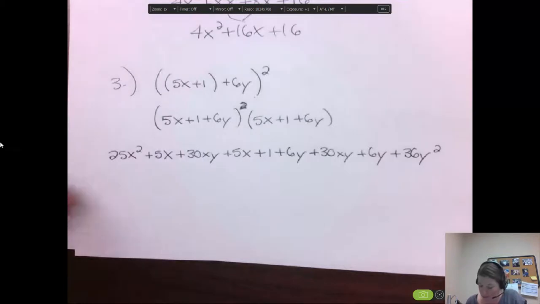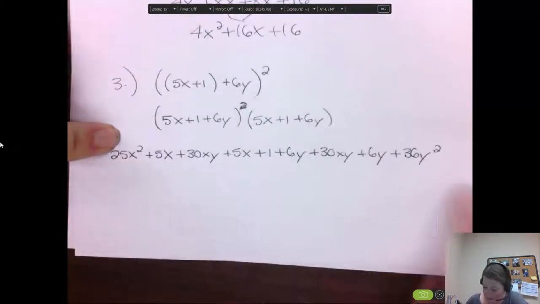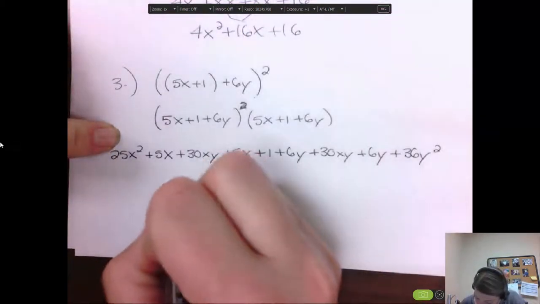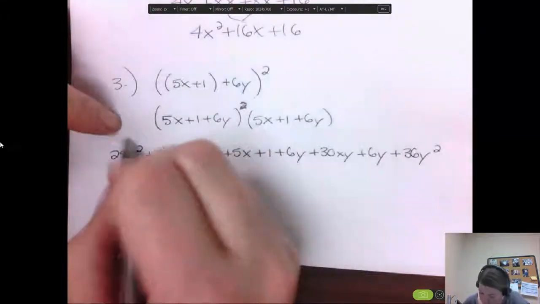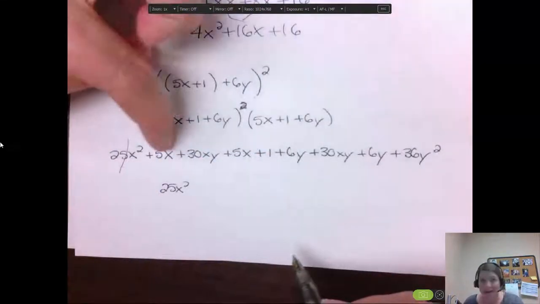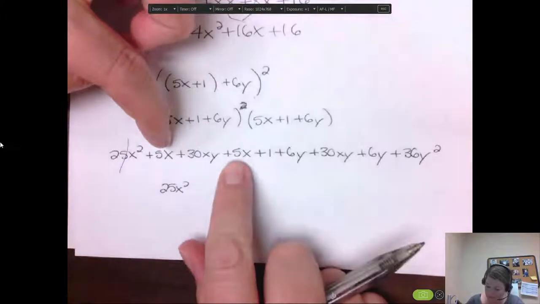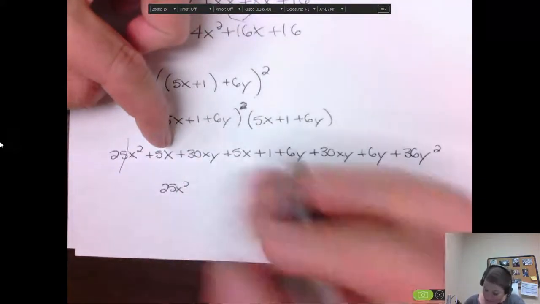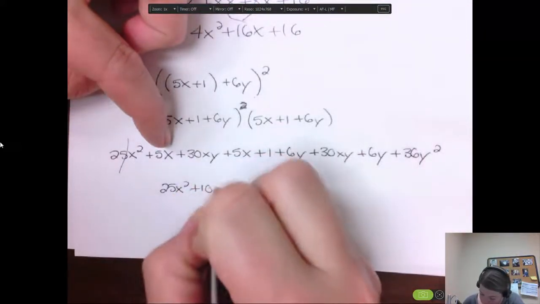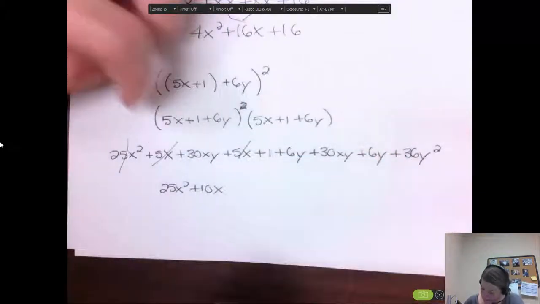combine our like terms. So the first one, there's no other x squared. So I'm just going to write that one down. And we're done with that one. Then we move to 5x. Is there another x? Yes, there's one here. So 5x and 5x are going to make 10x. So that one's done, that one's done.